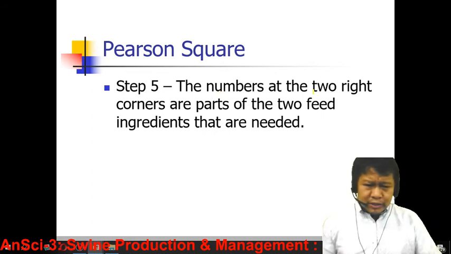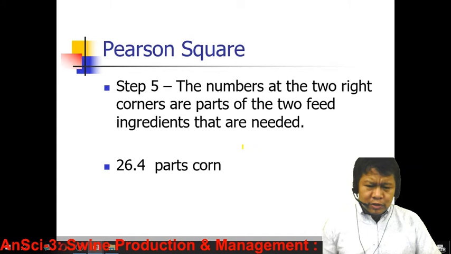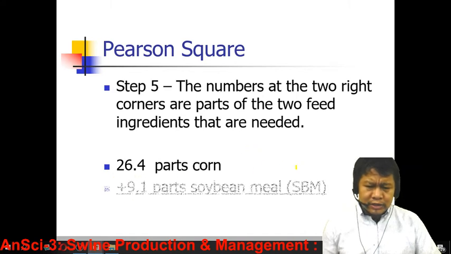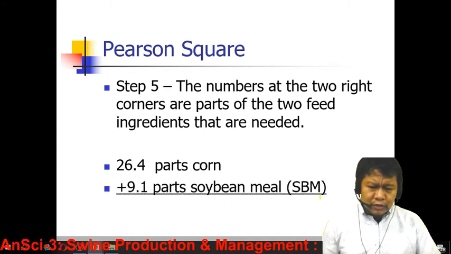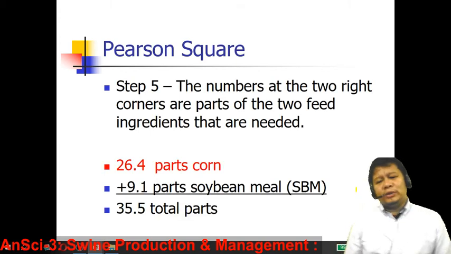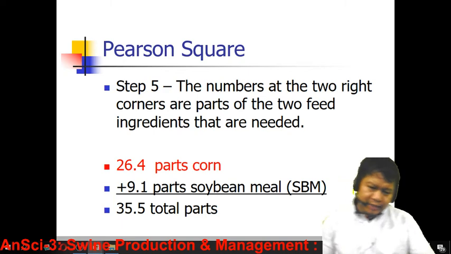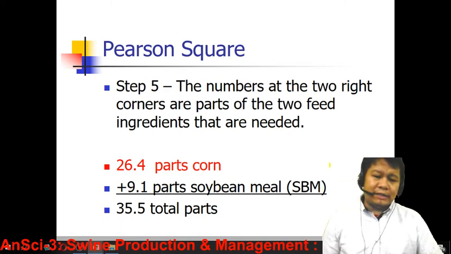So the numbers at the two right corners are parts of the two feed ingredients that are needed. For our corn, we need 26.4, and for our soybean, we need 9.1. We total them, so the total is 35.5 total parts.